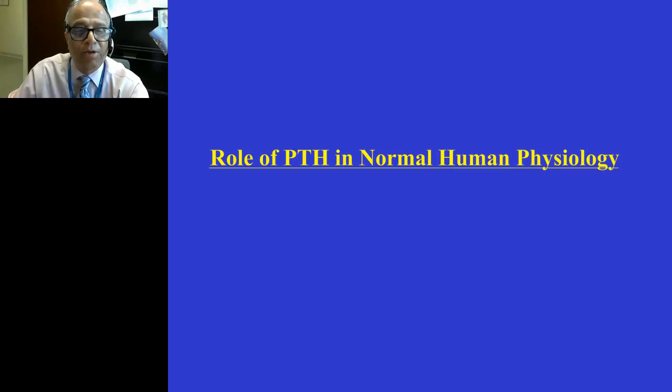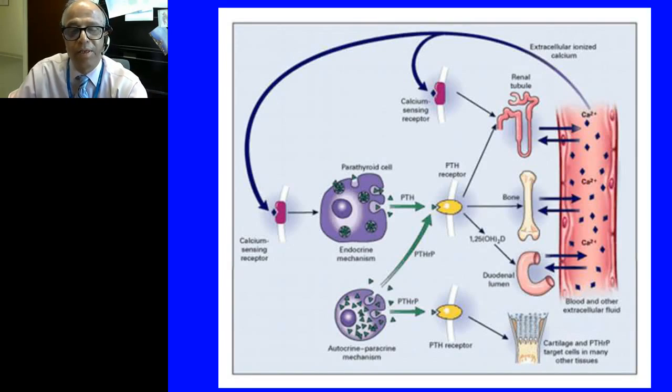The role of parathyroid hormone in normal human physiology is well known. Just to review briefly, the parathyroid is a small gland located right behind the thyroid gland. It secretes parathyroid hormone and has a PTH receptor, and it works on three important organs: the bone, the kidney, and the intestine. In the kidney, it increases the renal tubular absorption of phosphate, and on the bone, it increases bone resorption, and in the intestine, it increases calcium absorption.